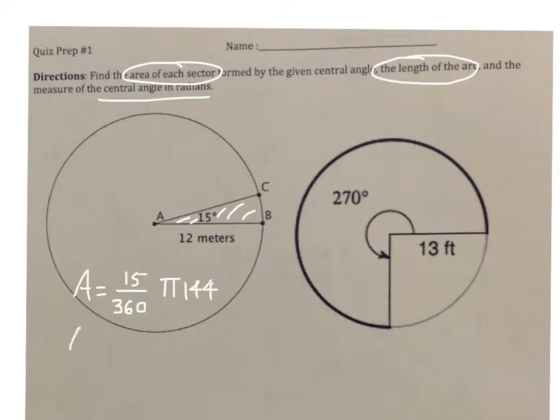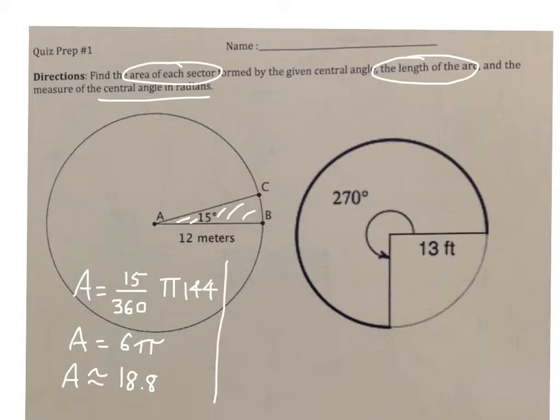If you reduced it, it would come out to be exactly 6 times pi. If you plugged it into the calculator and rounded the answer, it'd be about 18.8. So that's how you find the area of a sector.